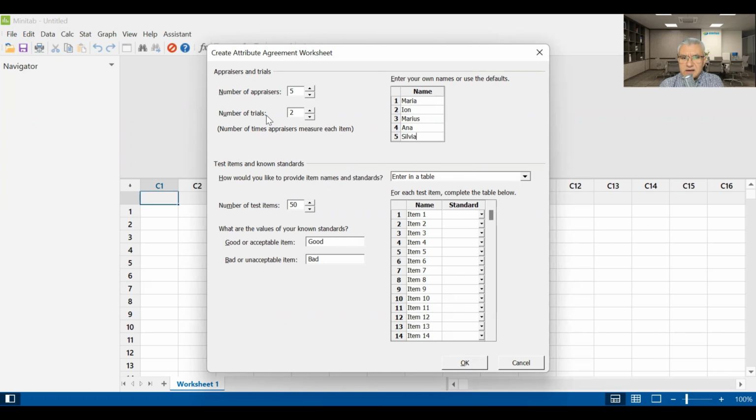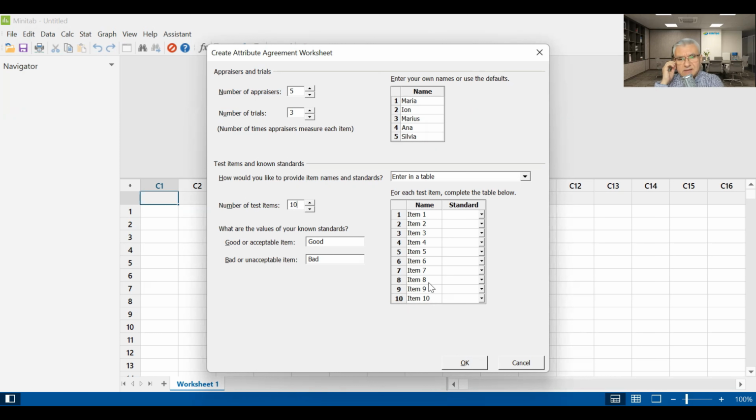Number of trials now. That means how many times the same appraiser will receive the same portion. I would recommend 3 times. Now we have number of test items. That means how many portions do you have? Remember from the standard setup phase, we consider to have 10 items.